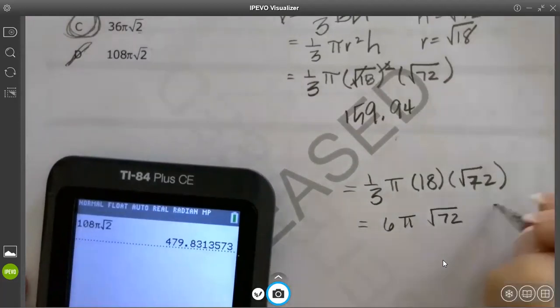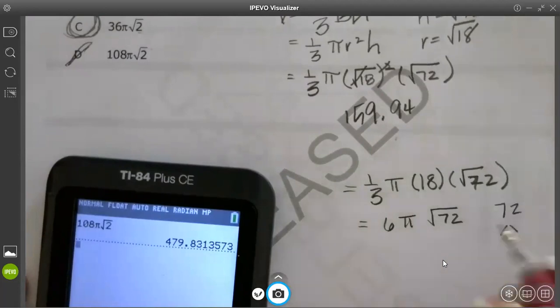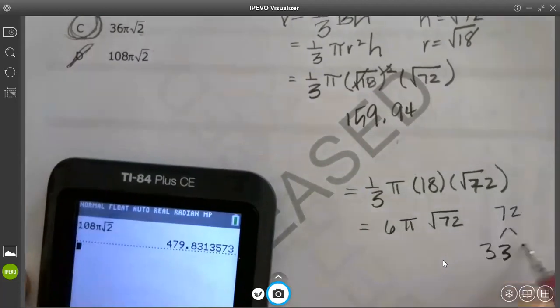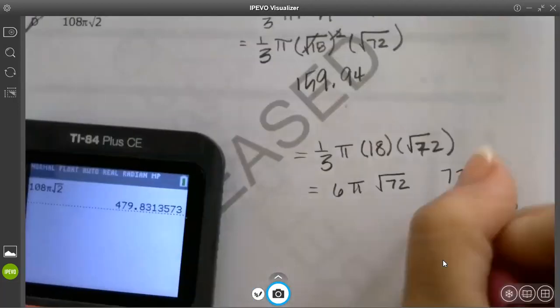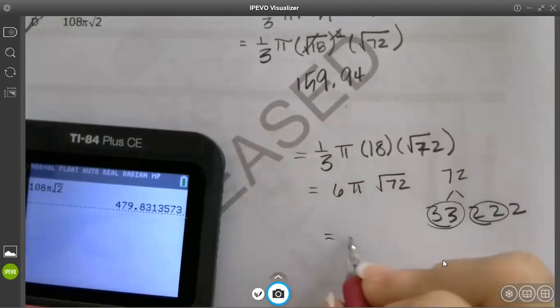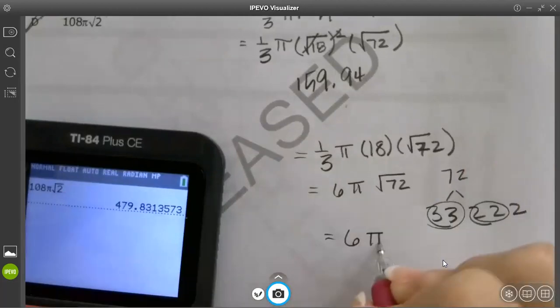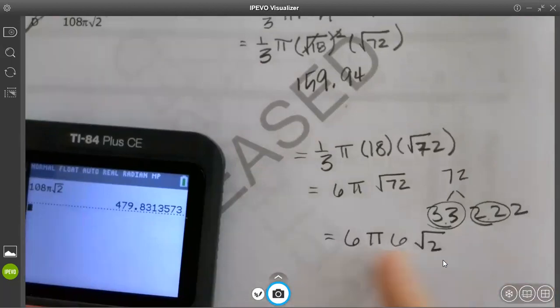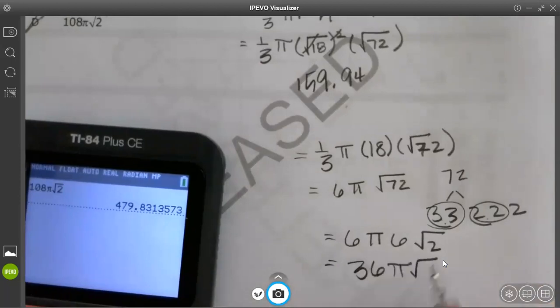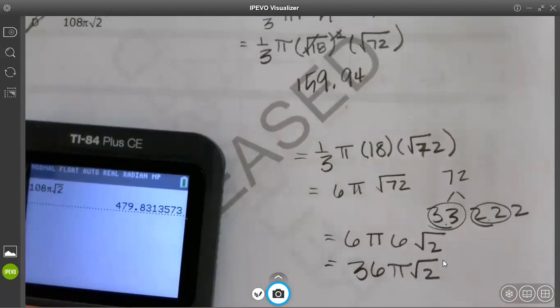Your factors of 72 are 9 times 8, which break into 3, 2, and 2. I have a pair of 3s, a pair of 2s. So that means I have 6 pi, 3 times 2 is 6, square root 2. 6 times 6 is 36 pi square root 2. You can do it by hand. But why? Y'all see what I'm saying? So you choose whatever you want to do. I don't mind either way.